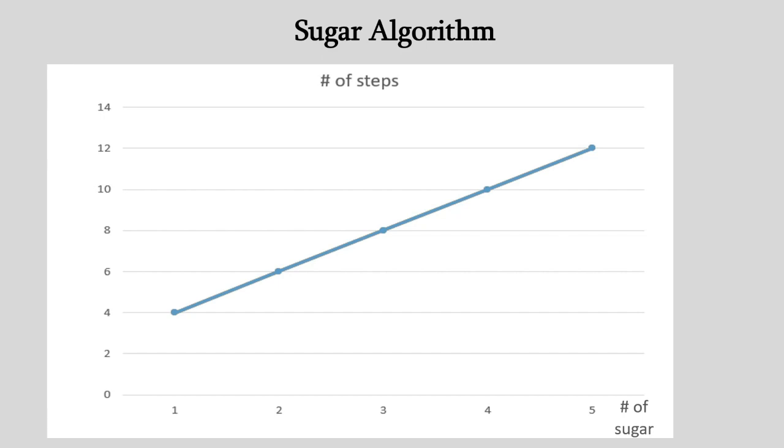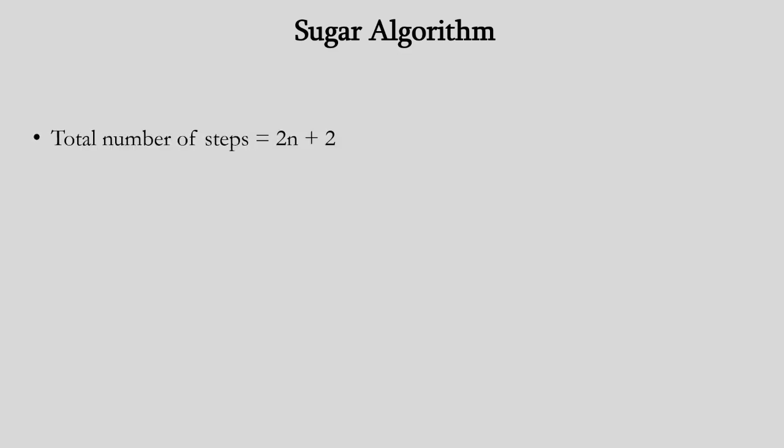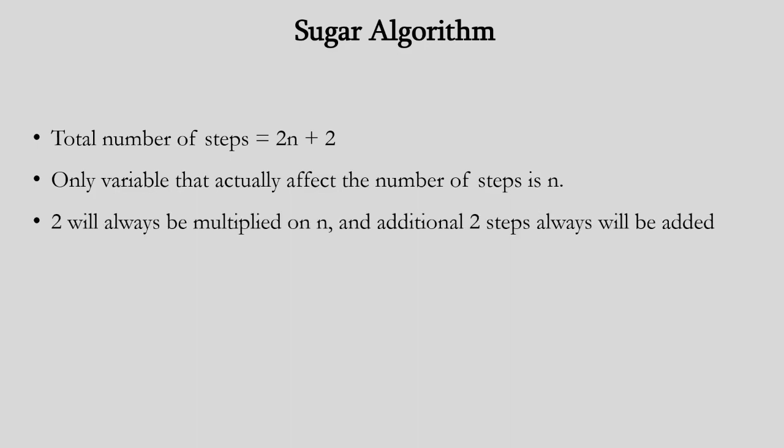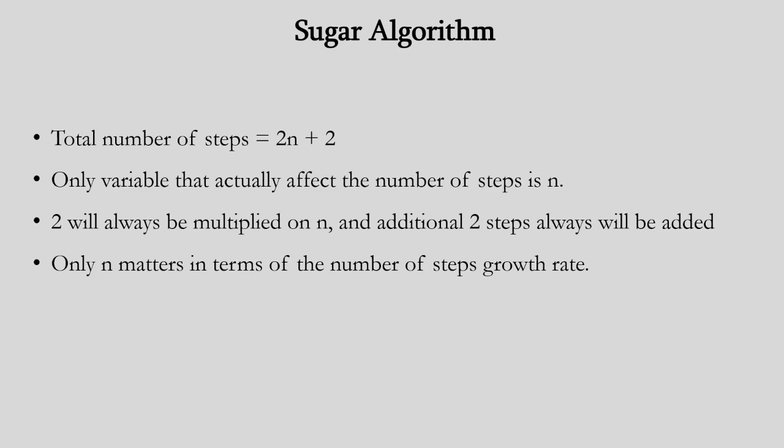The function for this algorithm can be represented as y equals 2n plus 2, where y is the number of steps to be taken. And we can exclude both of the 2's in time complexity analysis because they are acting as constants. So 2 will always be multiplied by n no matter how many n we have, and plus 2 will always be present, so 2 will always be added no matter what the value of n is. So it acts as a constant.